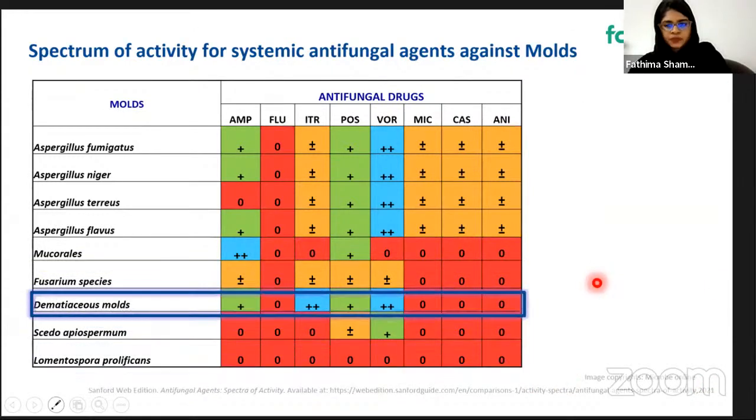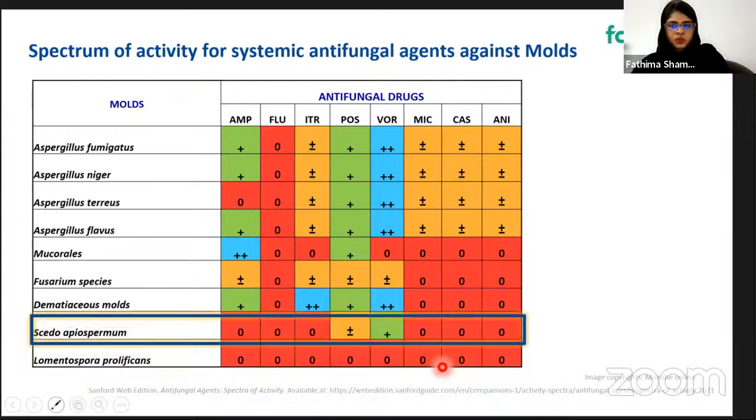Next, we have Dematiaceous molds. They are known to cause a wide range of infections, including phaeohyphomycosis and chromoblastomycosis. Dematiaceous fungi are usually susceptible to amphotericin B, posaconazole, itraconazole, and voriconazole, but they have no activity towards fluconazole and the echinocandins. Next, we have Pseudallescheria apiospermum. This is increasingly recognized as a cause of resistant infections, and posaconazole and voriconazole have some activity towards this species.